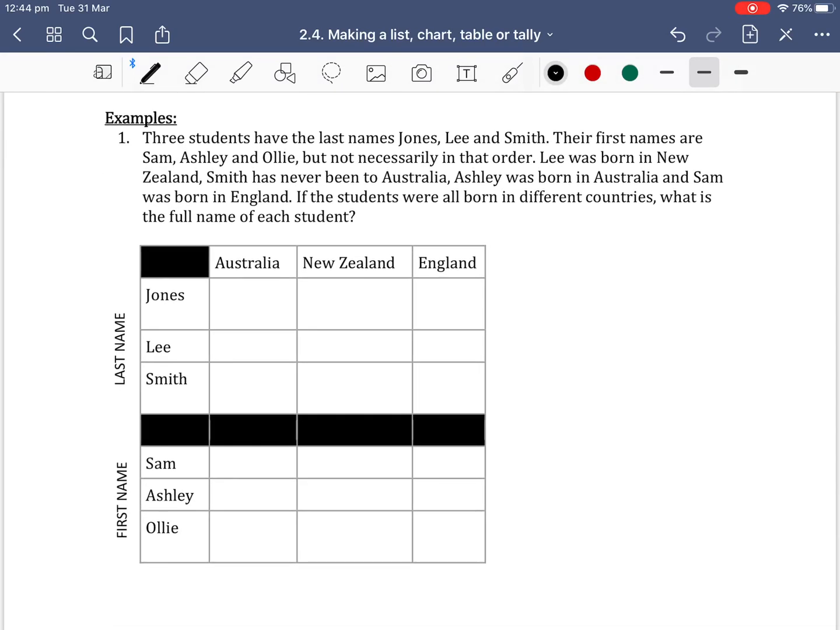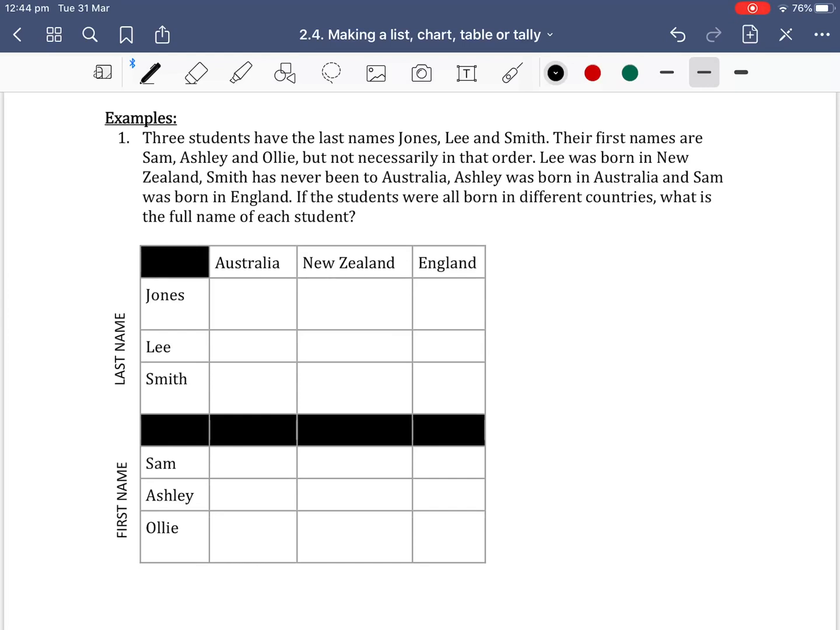So our example is that 3 students have the last names Jones, Lee and Smith. Their first names are Sam, Ashley and Ollie, but not necessarily in that order. Lee was born in New Zealand, Smith has never been to Australia, Ashley was born in Australia, and Sam was born in England. If the students were all born in different countries, what is the full name of each student?